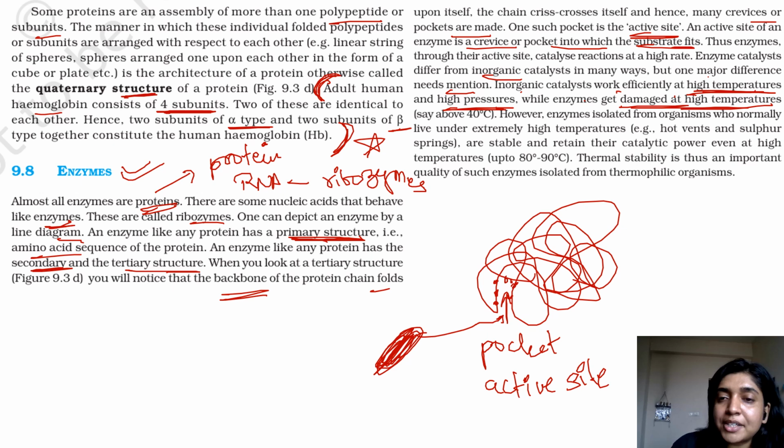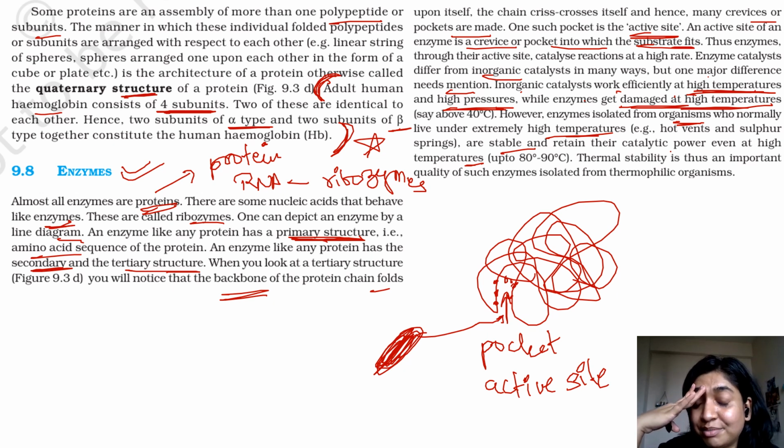However, enzymes isolated from organisms that normally live under extremely high temperatures are stable and retain their catalytic power at high temperature also. For example, there is a particular DNA polymerase that is extracted from a bacteria which lives in thermophilic conditions.